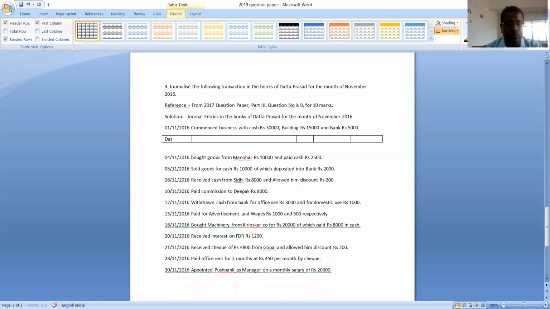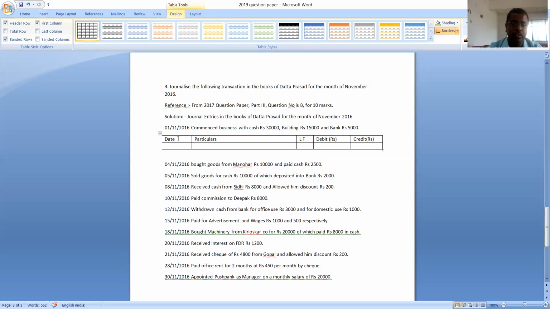So the first column is meant for the date of the transaction. The second column is meant for particulars. The third column is meant for ledger folio. The fourth column is meant for debit, write in bracket rupees. And the fifth column is meant for credit, write in bracket rupees. This is the format of journal. So totally how many columns will come? Five columns will come. Okay, let us start.